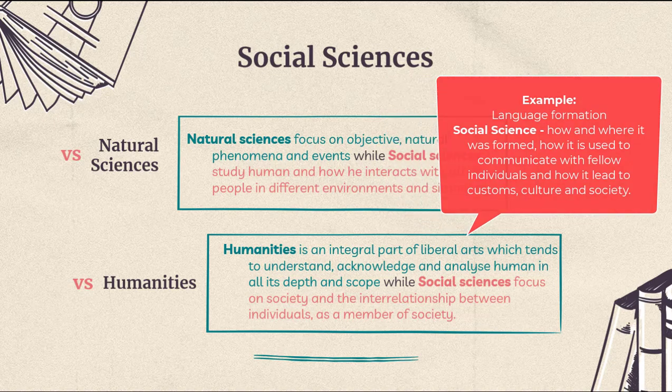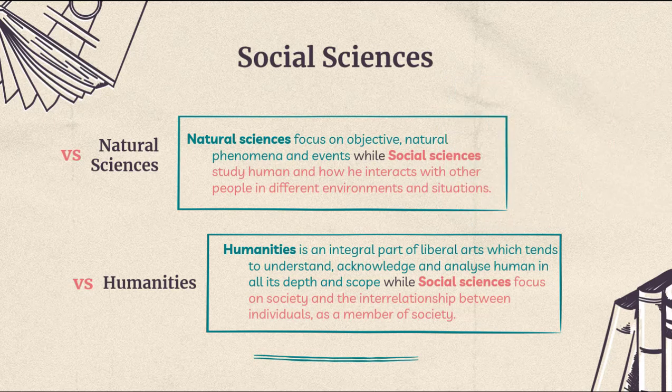Whereas social sciences may study language as to how it was formed, in which specific area it was formed, how the people naturally created language in order to communicate with their fellow people, and how it has led to various outputs such as customs, culture, and society.